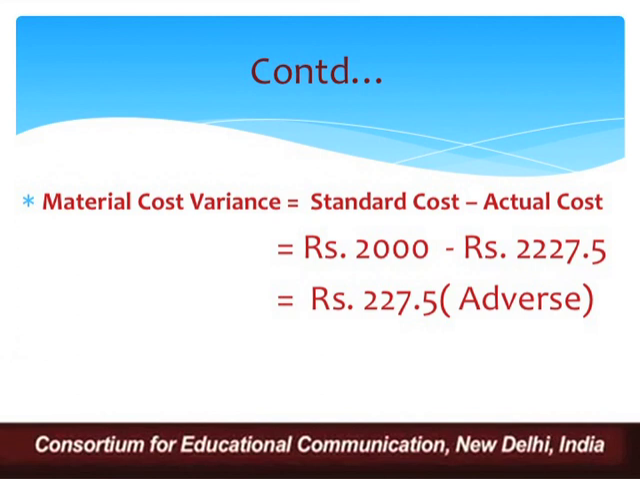Now remember, my dear students, here also your actual cost is greater than that of standard cost. So your variance comes in negative, and negative means adverse. So we'll be writing 227.50 rupees, and that is adverse. So my material cost variance comes to be adverse. It's not favorable, it's not neutral, because my actual cost is greater than that of standard cost.